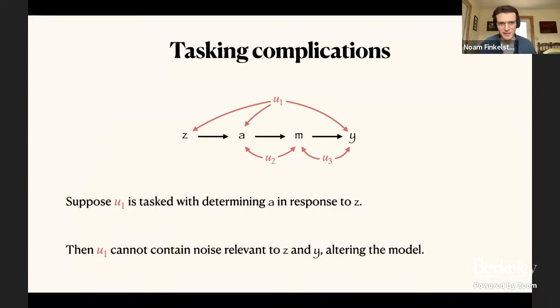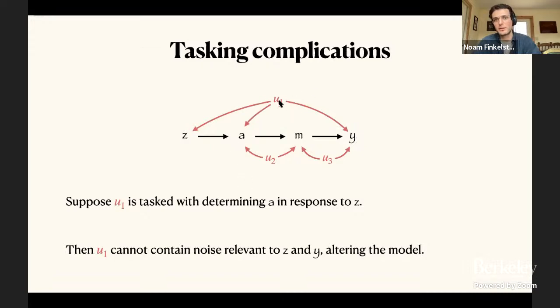So the idea of tasking can get complicated. I gave a really simple example, but there are a few complications. Suppose we say we want to task U1 with determining A in response to Z. In other words, U1 is going to contain all the noise necessary to determine A in response to Z and U2. That's actually one complication not mentioned on the slide. If we know the bound for U2, then we can say how big epsilon A has to be, and assume that epsilon is a subset of U1. The problem is that if that's all U1 is doing, it can't contain any noise that's relevant to Z and Y, but not relevant to A.